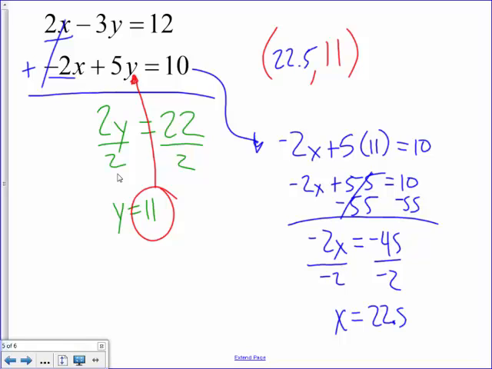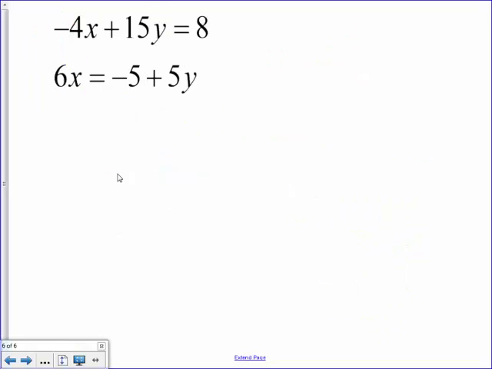So it's nice and easy when they give me the x's lined up and they're opposites of each other. But what happens when that's not the case?